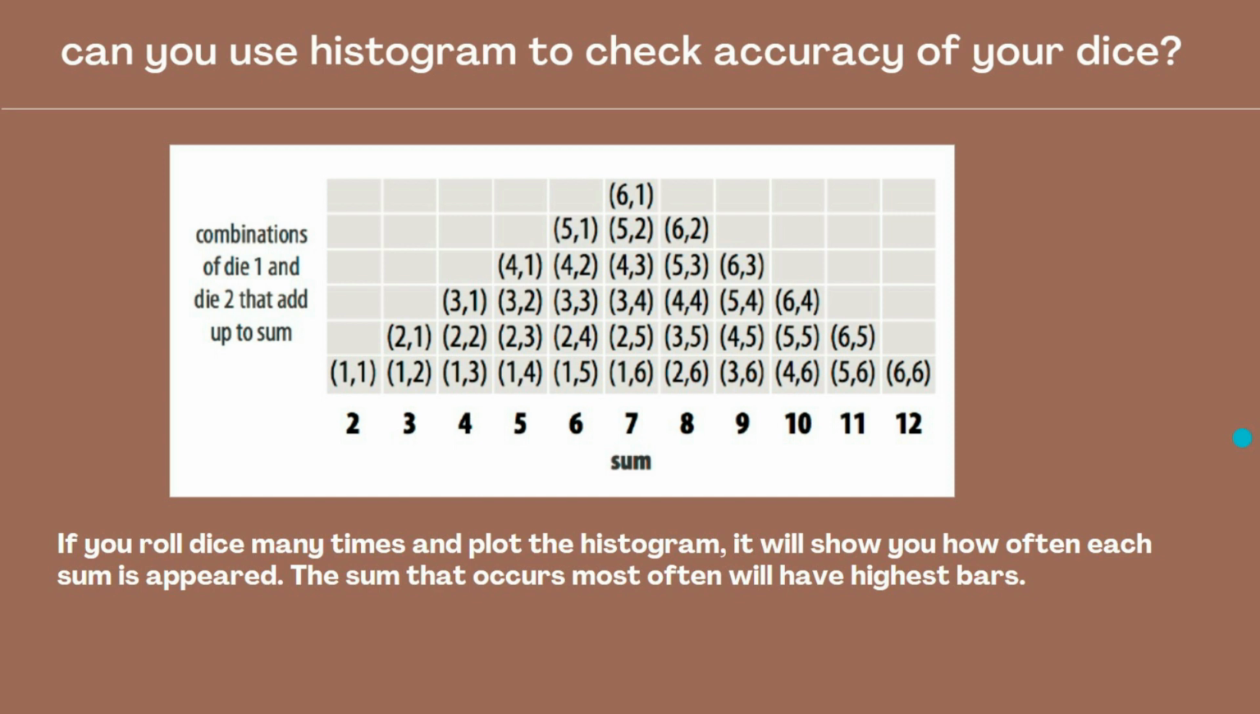Now in contrast, for 12 or 2, the possibilities are very few, because in order to get 12, we need to have a pair of 6, right? The possibility of getting a pair of 6 is very low as compared to the possibility of getting 7, and that's why you can see the numbers 12 and 2 appearing at the far ends of the histogram with the lowest frequency.